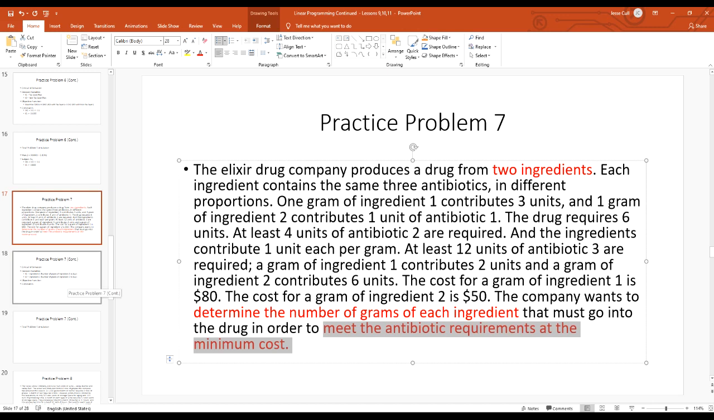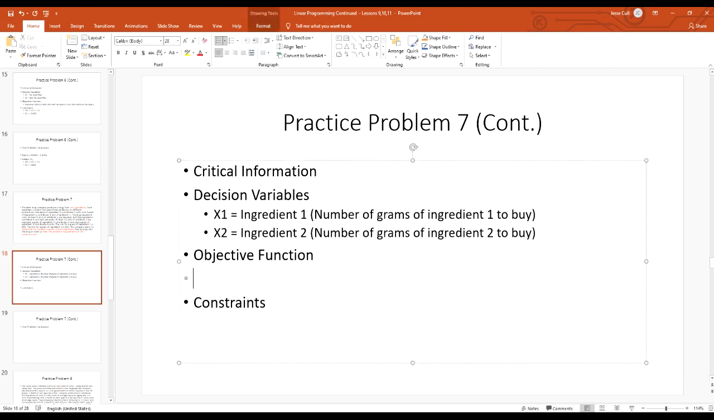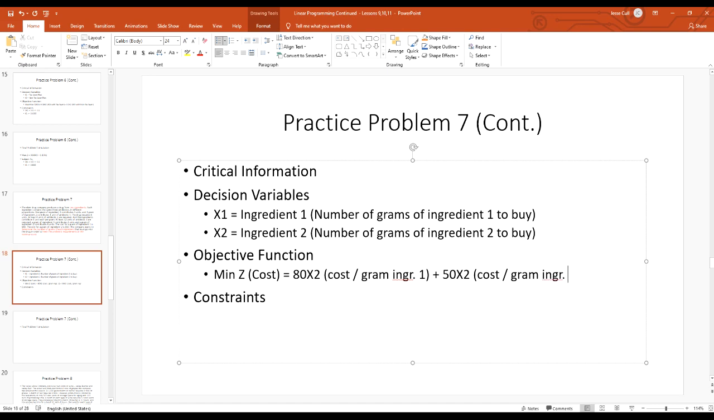So our objective function becomes minimize z, and that's cost, equal to 80 x1, cost per gram of ingredient 1, plus 50 x2, and that's cost per gram of ingredient 2. So now we have our minimization function, our objective function. And we've related our ingredient choices to their cost, and we're trying to minimize cost. So we've completed the objective function.